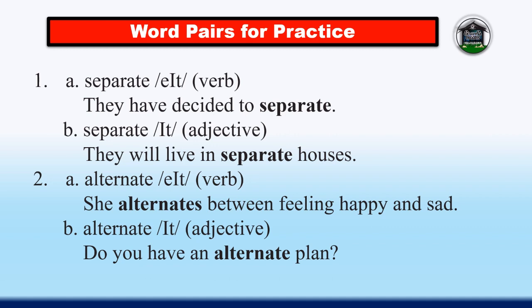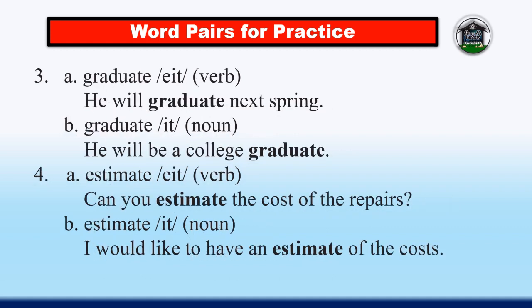Alternate, alternate. She alternates between feeling happy and sad. Do you have an alternate plan? Graduate, graduate. He will graduate next spring. He will be a college graduate. Estimate, estimate. Can you estimate the cost of the repairs? I would like to have an estimate of the costs.